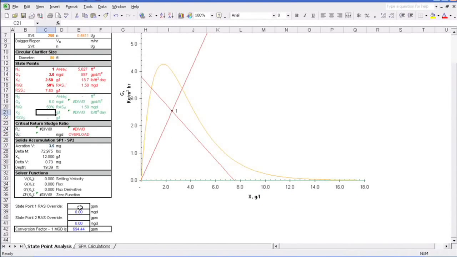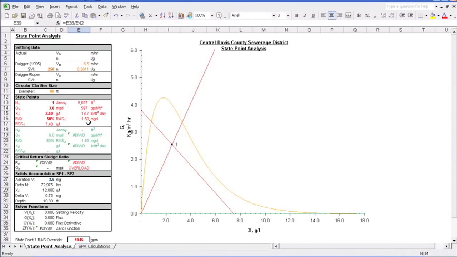Now we need to enter the value in gallons per minute in the override box down here, which conveniently gives us the conversions to mgd. And because we're really smart, we know that 1.5 mgd is 1045 gallons per minute. So we can enter that in here and it overrides up here above. And now we can change our flow to 4 mgd.